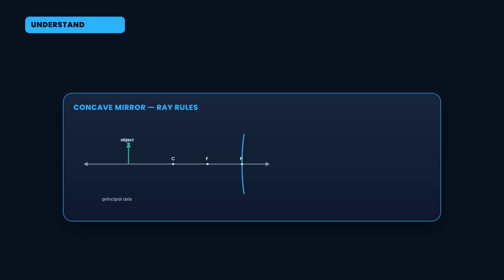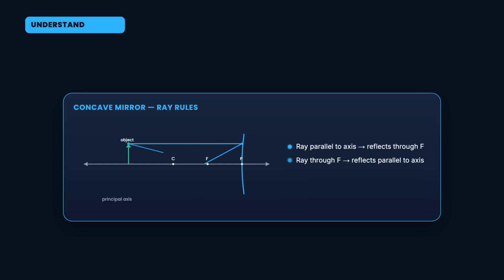To locate a mirror image, use any 2 of these rays. A ray parallel to the axis reflects through the focus. A ray passing through the focus reflects back parallel to the axis. And a ray through the center of curvature retraces its own path. Where the rays meet is the image.